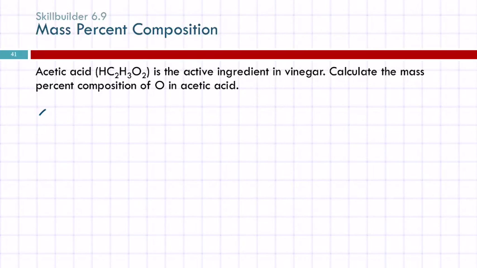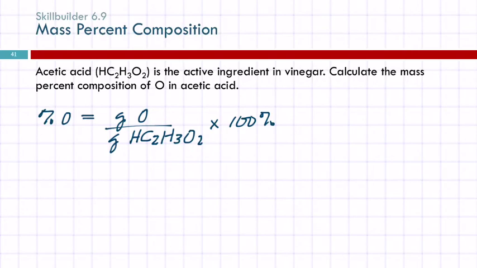So the percent oxygen is going to equal the grams of oxygen divided by the grams of HC2H3O2, the mass of the part divided by the mass of the whole times 100%. And we're just choosing to take a 1 mole sample. So how many moles of oxygen are in a mole of acetic acid? 2. It's O2 here, right?